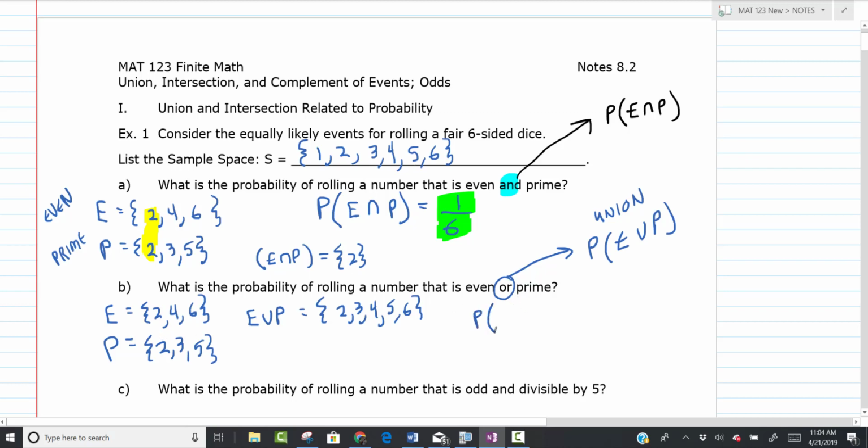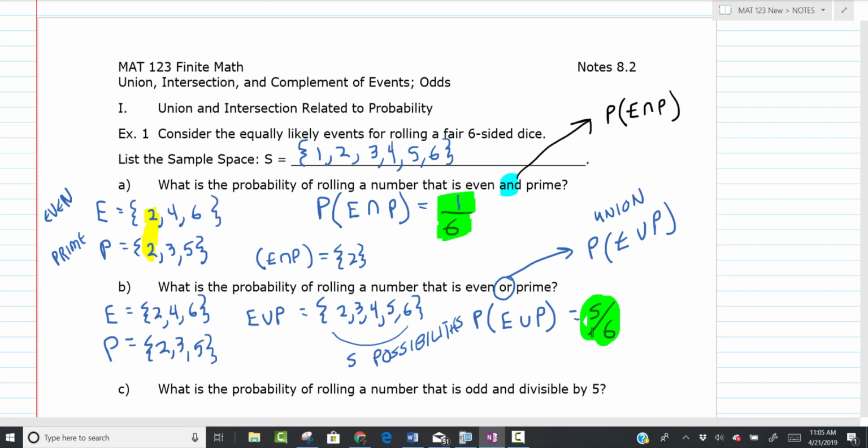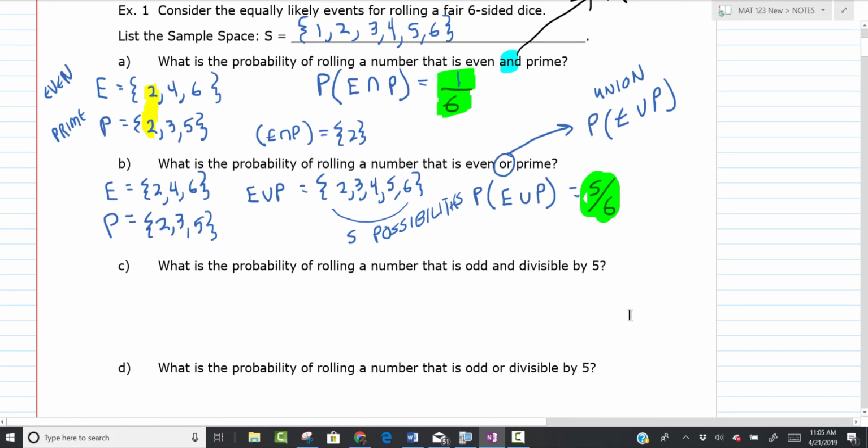So then we would say the probability of getting an even or prime would be, there's 5 possibilities here out of 6 total possibilities. So that would be a 5/6 probability as the answer to that problem. So it's a little bit different on that. Remember, if you see and, the probability of this and that happening, think intersection. If it's the probability of this or that, then you want to think about a union.